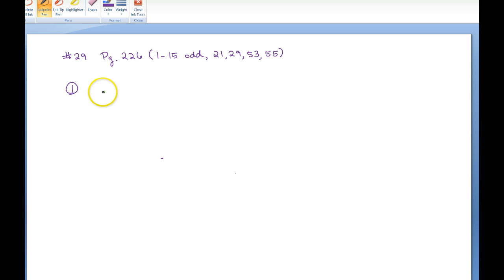So their sum is going to be 20. So if, let's let x be the first number, then 20 minus x would be the other.